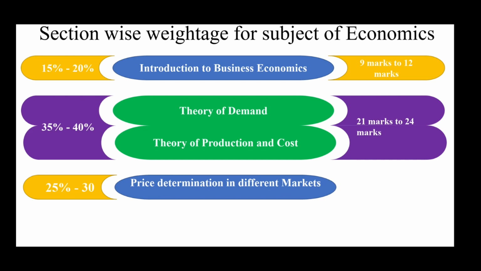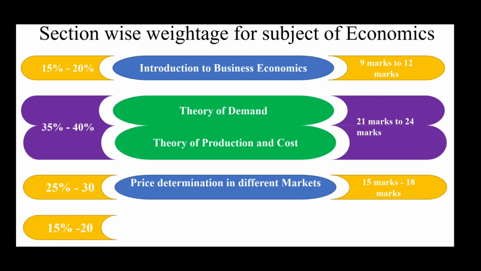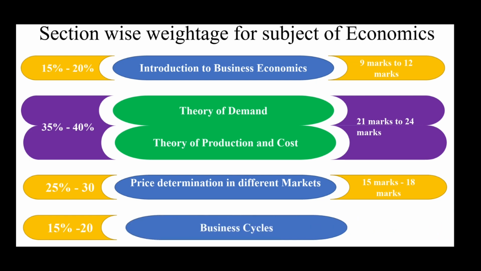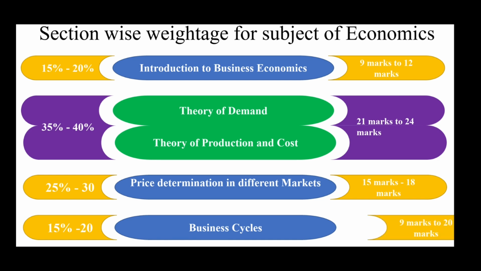Then the fourth chapter is Price Determination in Different Markets. This chapter covers around 25 to 30% of weightage. In terms of marks, 15 to 18 marks. And finally, the fifth chapter is Business Cycles. This chapter covers around 15 to 20% of weightage. In terms of marks, 9 to 12 marks.